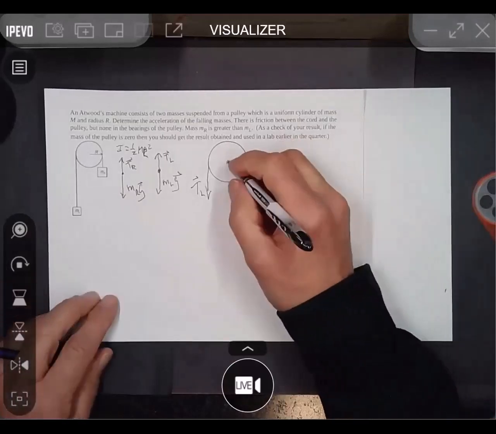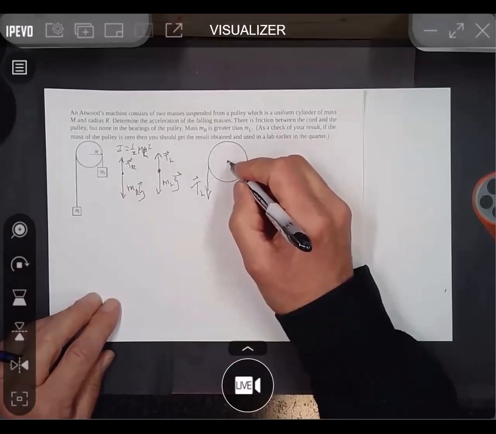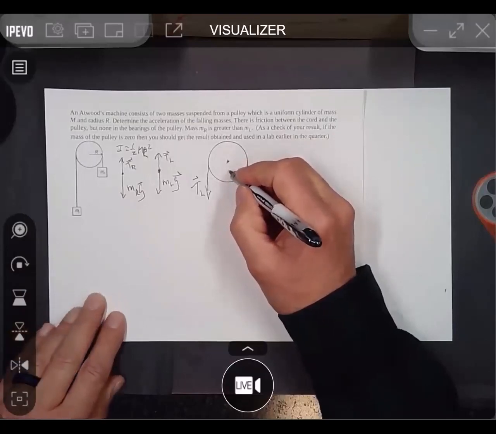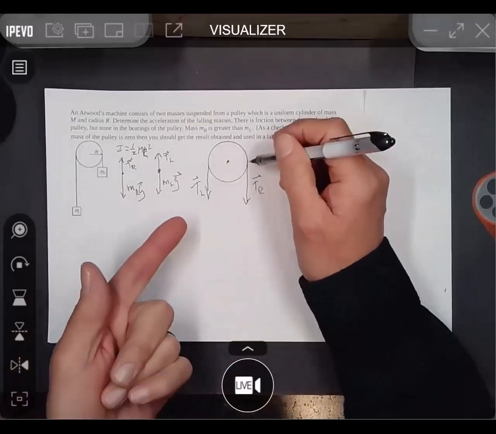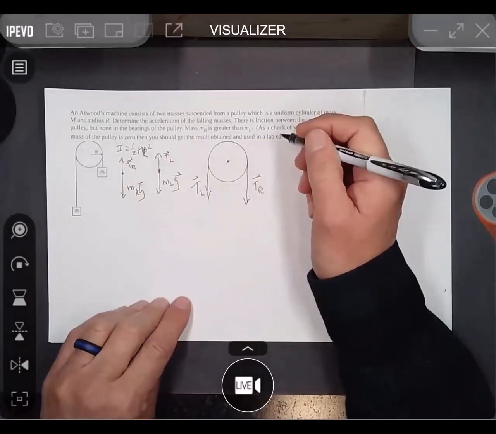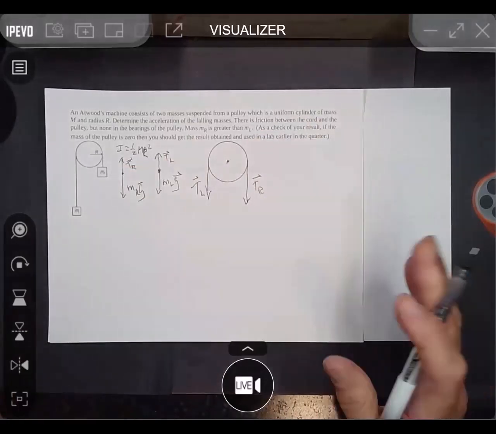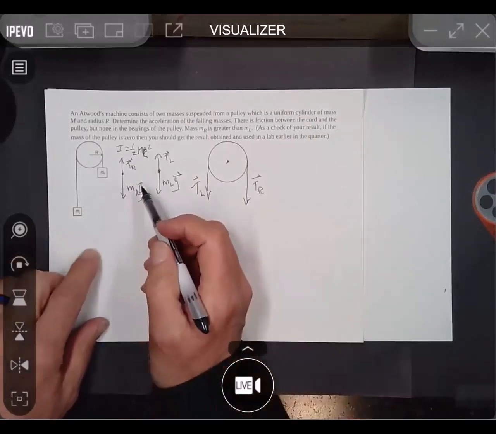Let's see. I'm going to ignore the support force that's supporting the weight of the pulley. It actually balances the weight. It's the torques that are produced on the outside that will tend to cause rotation in this case. And so we'll just have to see what happens with this. Okay.